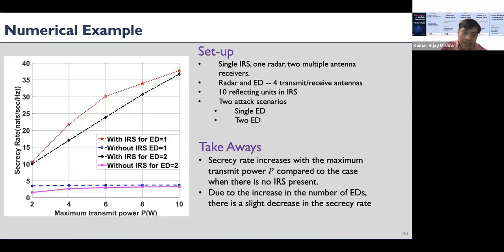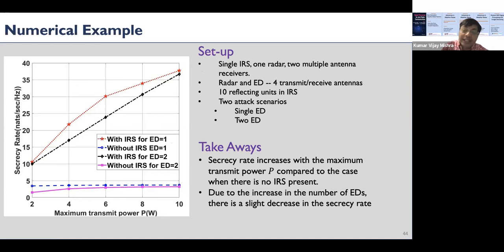Yeah, so here's the result that we get with IRS and without IRS for 1 and 2 eavesdroppers. As you see, with IRS, the secrecy rate that we are able to maximize is actually higher than not using IRS at all. Just to answer another question that was asked, IRS could also be used in this specialized application of secrecy rate maximization to get better performance.